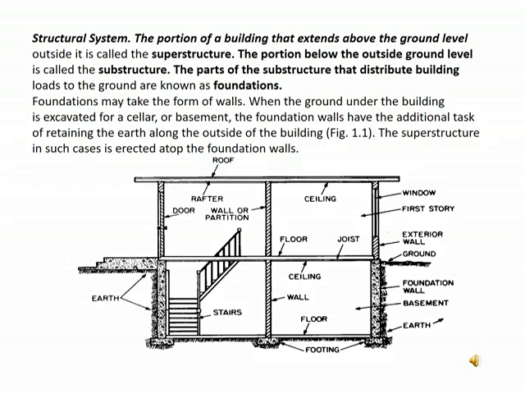So the foundation wall has the additional task of retaining the earth along the outside of the building. So when we build the substructure, the walls also need to retain the earth. So the wall has two functions. One function is to support the whole building, and the second function is to retain the earth. So this is the function of the foundation wall.